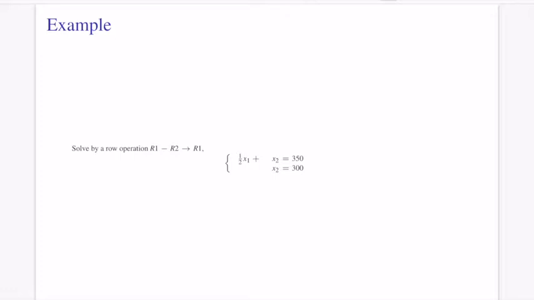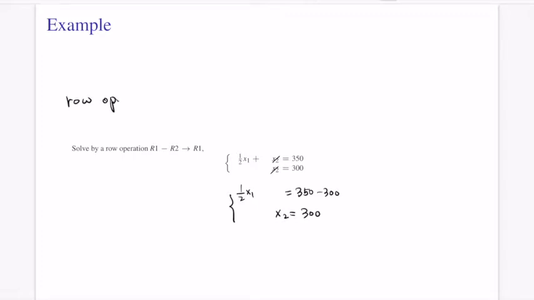From the left-hand side, comparing two equations, row 1 and row 2, we can cancel out x sub 2, and 1/2 x sub 1 is the only term remaining for the left-hand side. And the right-hand side is 350 minus 300. This replaces row 1, and row 2 stays the same. So just copy this down. So now we obtain a new linear system, but this new linear system did not change the solution set. This is a key observation.